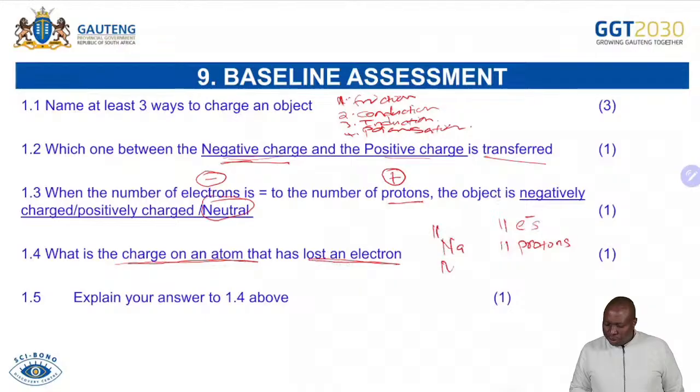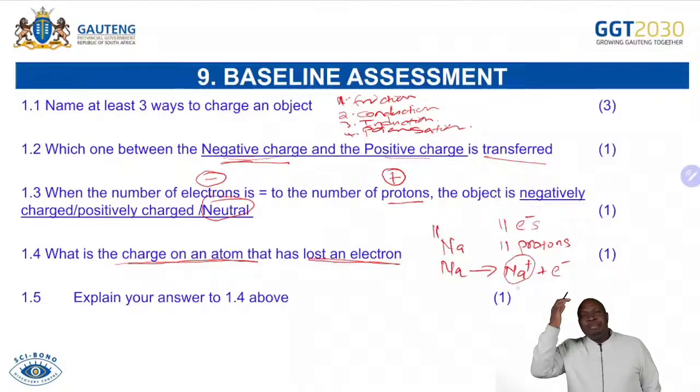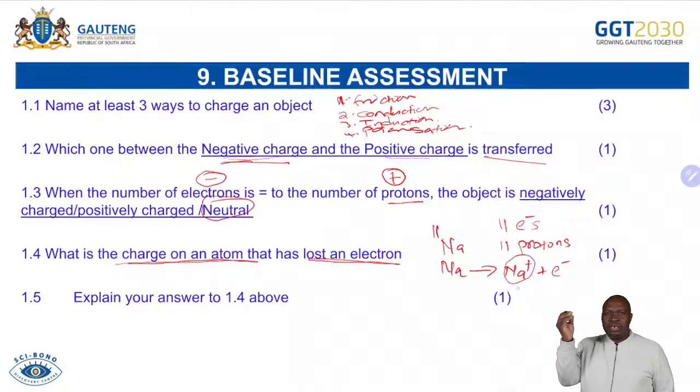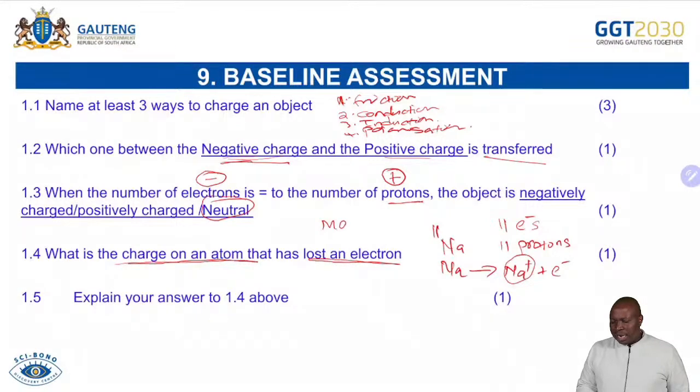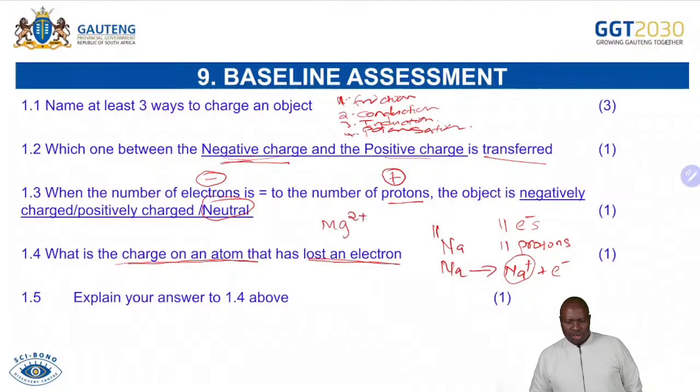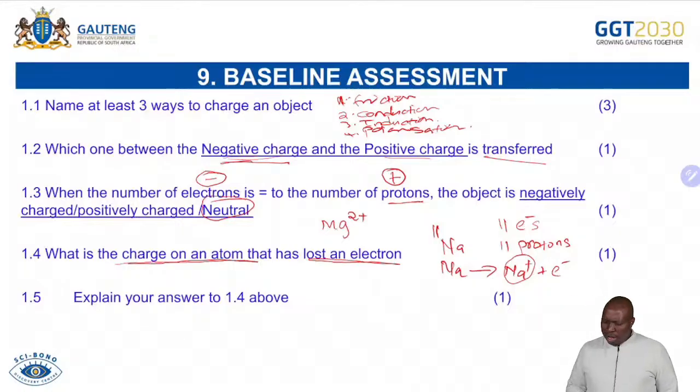But if sodium loses one electron, for example, it becomes positively charged. So you got to know, what is the charge on an atom that has lost an electron? When you see one positive, sodium plus, you know that it means that sodium has lost one electron. But when you see, for example, magnesium 2 plus, you know that that magnesium has lost 2 electrons. So you're able to see that the 2 plus is indicating the number of electrons that have been lost.